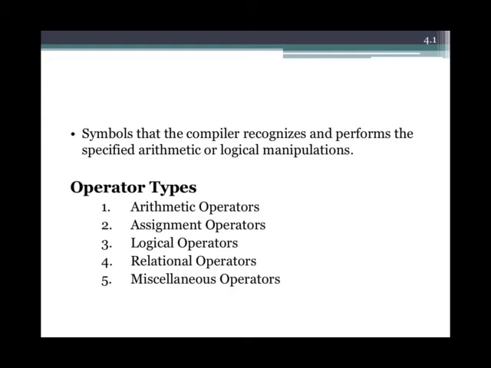The arithmetic operators like addition, subtraction, the assignment operators which assign a value, a numeric value or a string value or a character value to a variable, logical operators which return the values true or false, relational operators which try to compare two values and show us which is the greater of the two values or lesser of the two values and so on. And we have a few miscellaneous operators which we will go ahead.